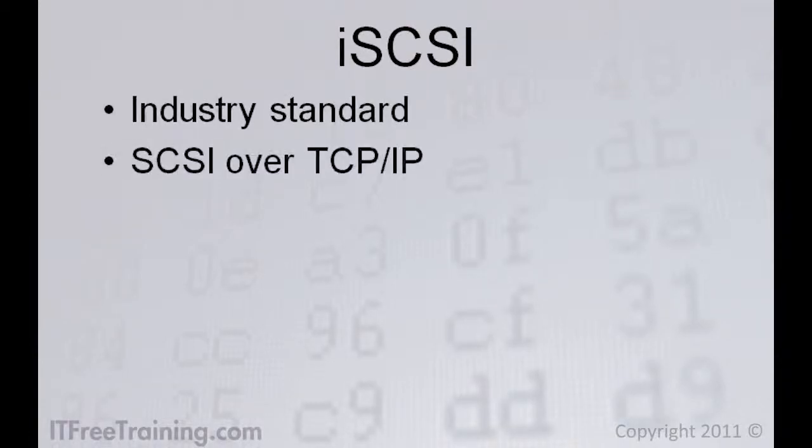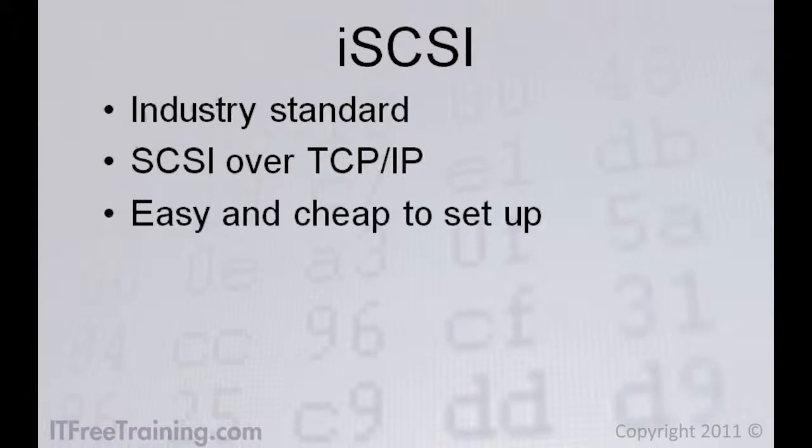iSCSI, or Internet SCSI, helps overcome some of the high costs and lack of standards in fiber SANs. iSCSI is an industry standard that sends SCSI commands over TCP/IP. Since iSCSI uses TCP/IP, you can use your existing network or purchase an almost endless range of network equipment that it will work with. This makes iSCSI easier and cheaper to set up. For performance reasons, I would recommend using a separate network for iSCSI where possible.